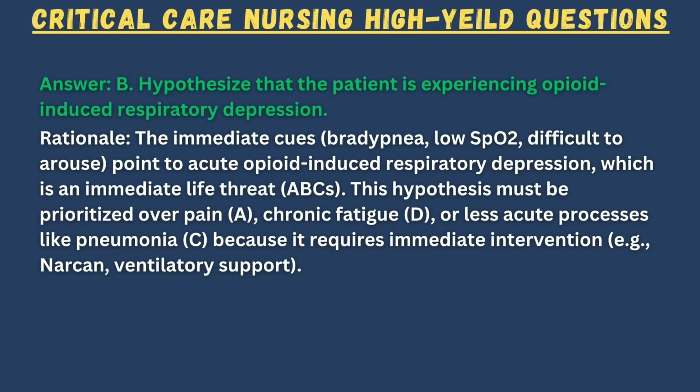Answer: B. Hypothesize that the patient is experiencing opioid-induced respiratory depression. Rationale. The immediate cues, bradypnea, low SpO2, difficult to arouse, point to acute opioid-induced respiratory depression, which is an immediate life threat, ABCs. This hypothesis must be prioritized over pain A, chronic fatigue D, or less acute processes like pneumonia C, because it requires immediate intervention, e.g., Narcan, ventilatory support.